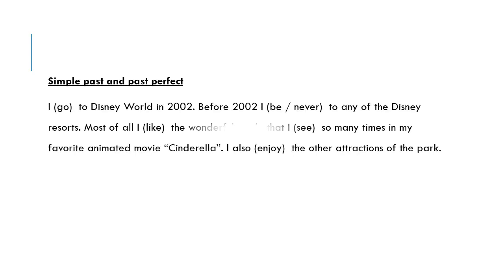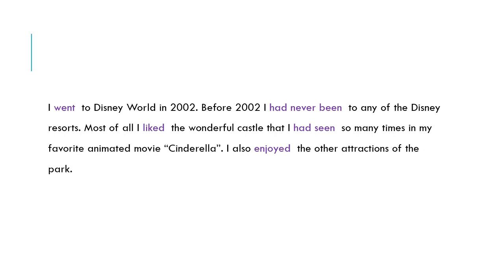The next combination of tenses which may cause confusion is simple past and past perfect. You can try it first before you continue to the next slide. And here are the answers of the previous slides. You can compare and think about your answer.